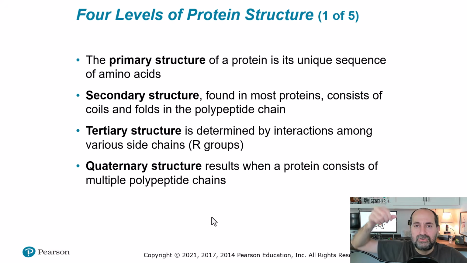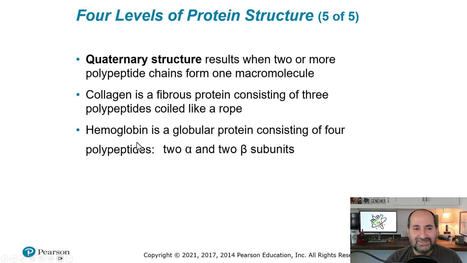That's a quaternary structure. But most proteins don't form a quaternary structure. Most proteins work all by themselves. They don't need a friend to work properly. So only when two or more proteins must work together in order to function is that a quaternary structure. So here are some examples of quaternary structures. Again, quaternary structures result when two or more polypeptide chains form a macromolecule.